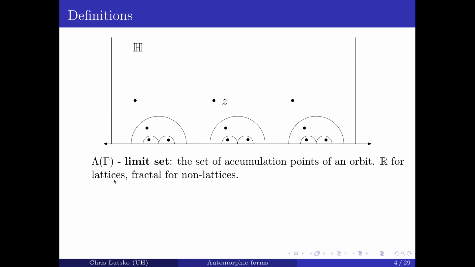And if I have a lattice, then the limit set will just be all of R. The lattice accesses all of these points on R. You can approximate any point down here infinitely well by these lattice points. These are the Farey fractions. So the limit set is just all of R.